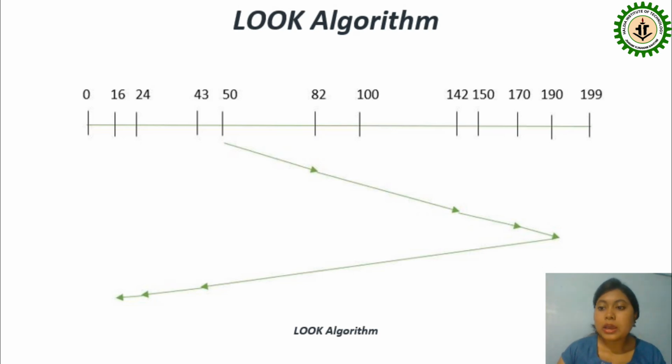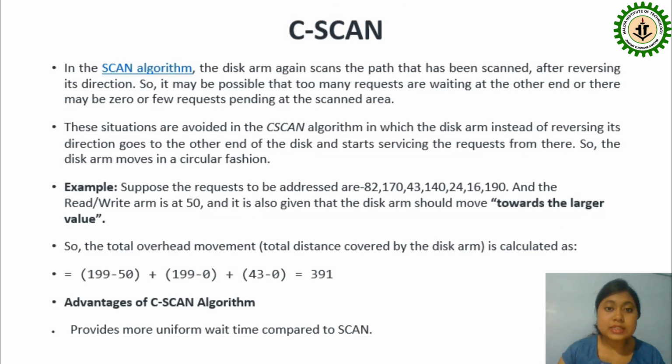Okay. Our next algorithm is C-scan, or circular scan. In the scan algorithm, the disk arm again scans the path that has already been scanned after reversing its direction. So it may be possible that too many requests are waiting at the other end, or there may be zero or few requests pending in the recently scanned area. These situations are avoided in the C-scan algorithm, in which the disk arm, instead of reversing its direction, goes to the other end of the disk and starts servicing the requests from there. So the disk arm moves in a circular motion.